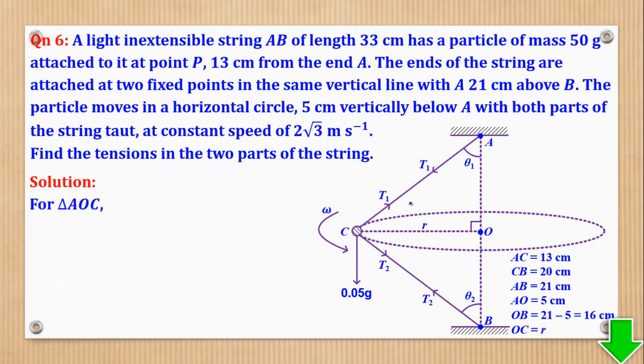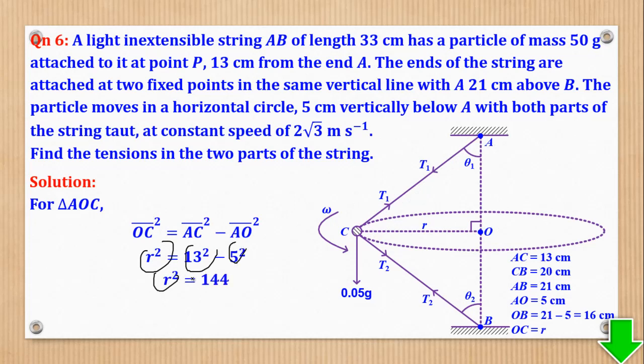So for triangle AOC, by Pythagoras theorem, we know that OC will be equal to the hypotenuse minus that. So come and substitute: r squared is equal to 13 squared minus 5 squared to give you r squared equal to 144. Therefore r is 12 centimeters. Convert to meters, you come up with that.